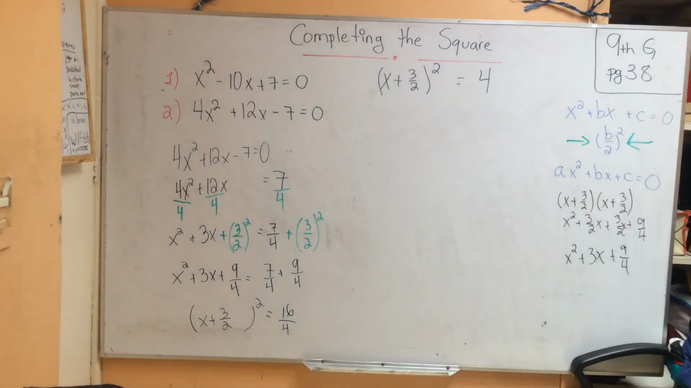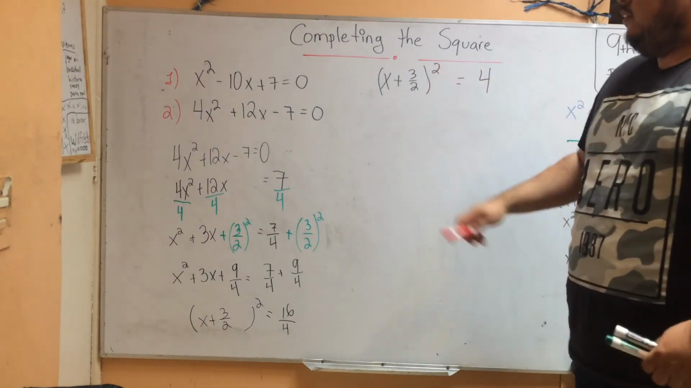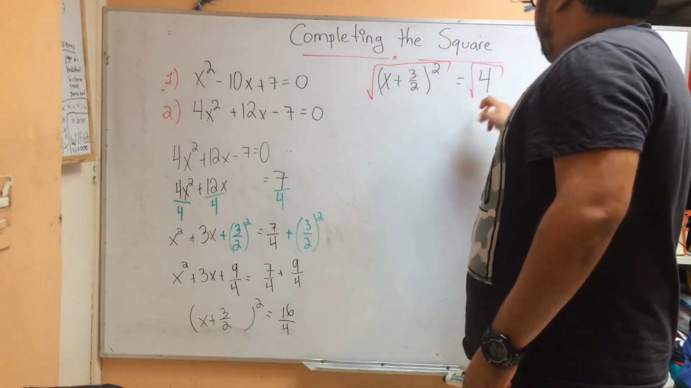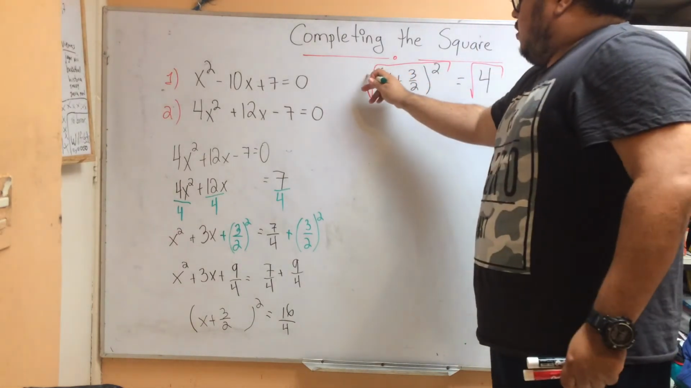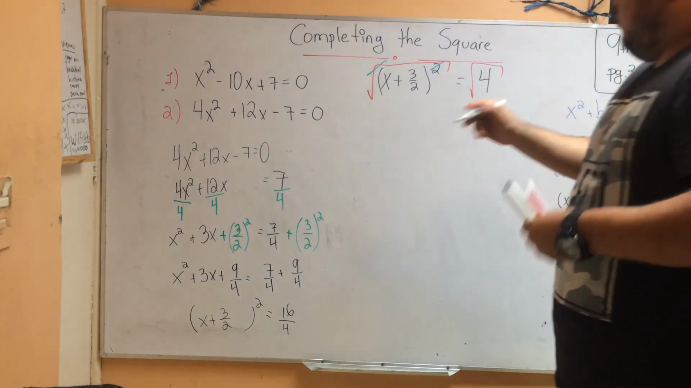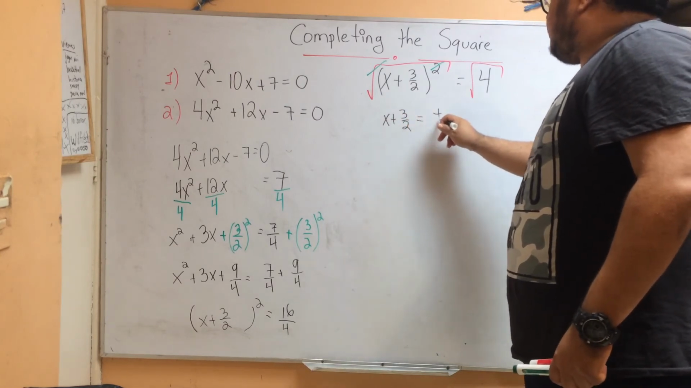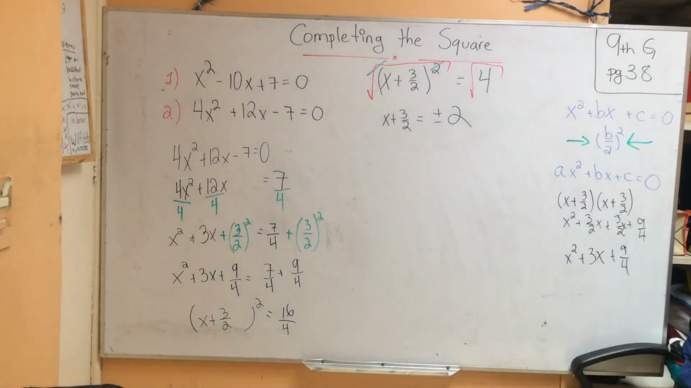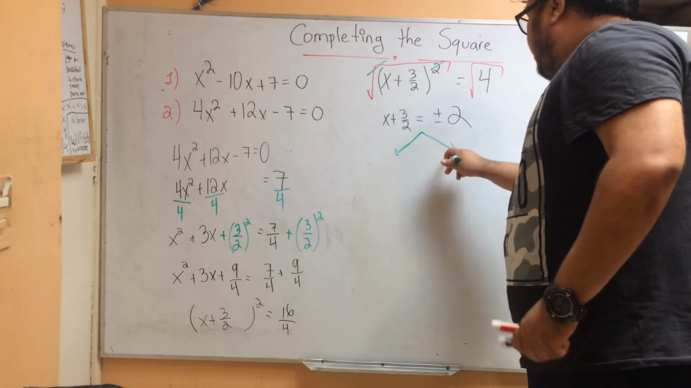4. Now remember, we need to apply the square root so that we can get rid of this square, and we apply it on both sides. Remember, this is going to become two answers, positive and negative. So the square root cancels with the square, and we have x plus 3/2 equals plus or minus the square root of 4, which is 2. Remember, it could be plus 2 or minus 2. So we split these two answers and we find the values for x that we're looking for.